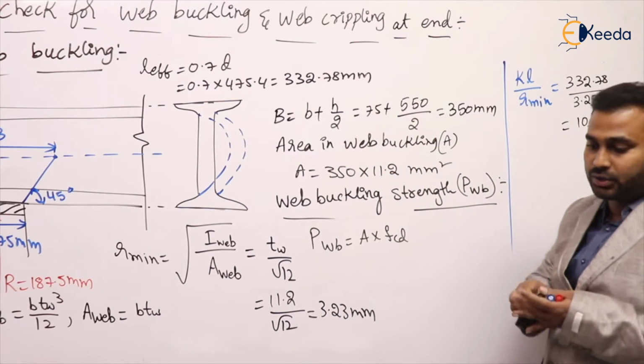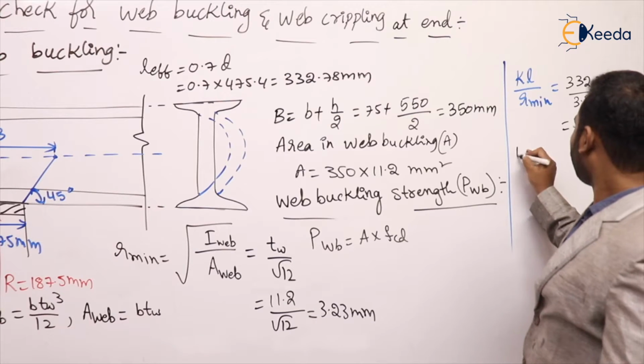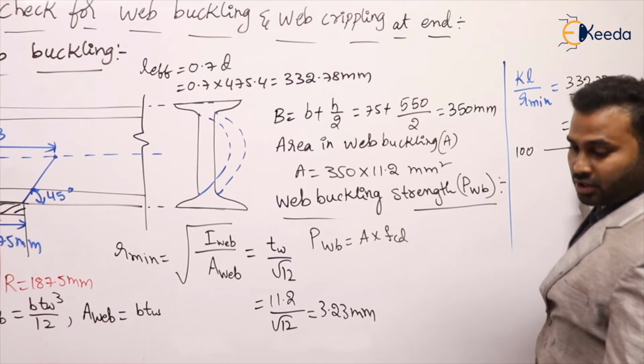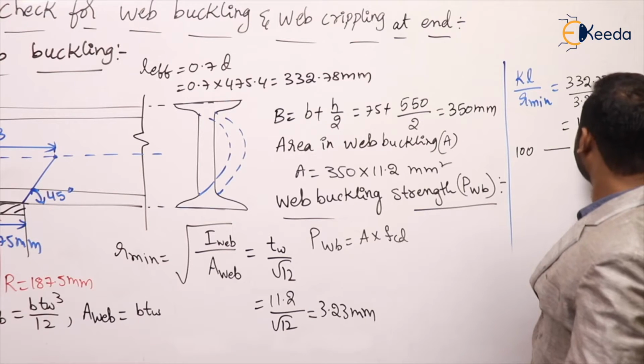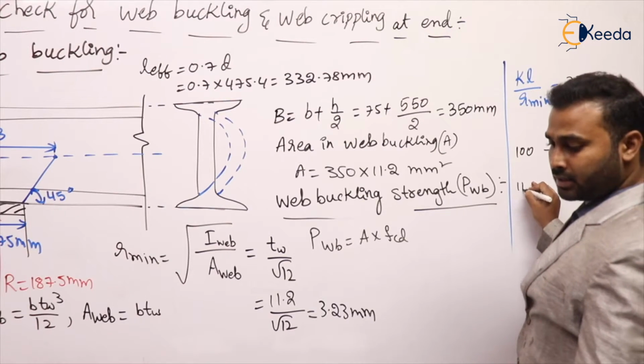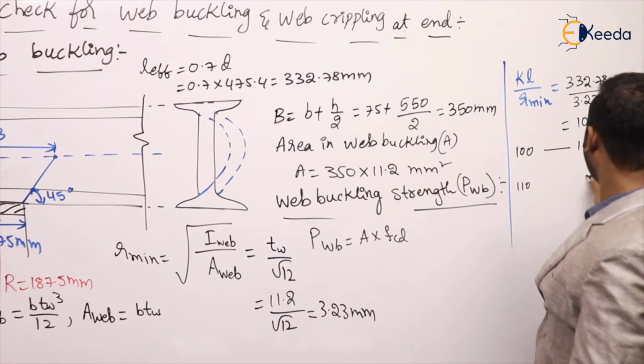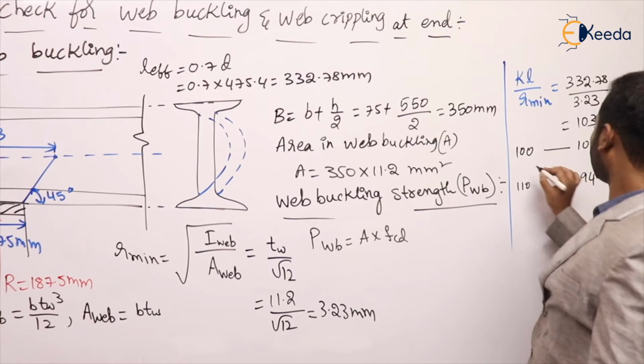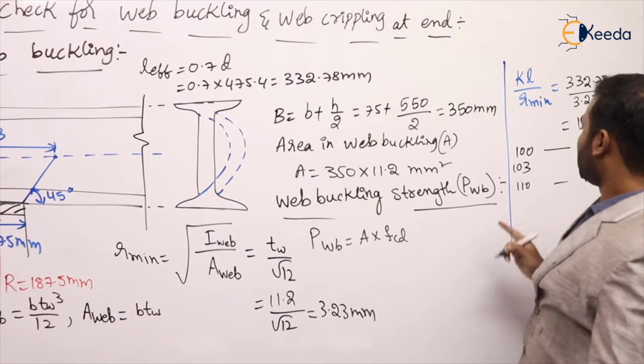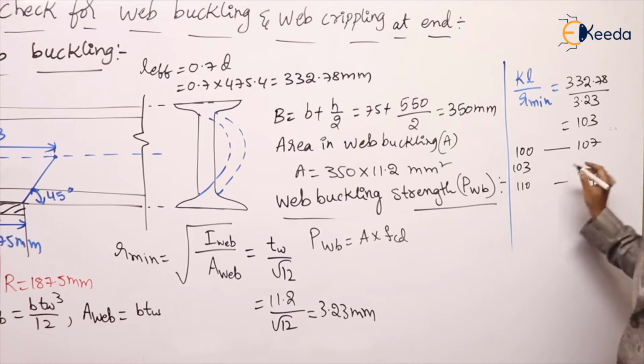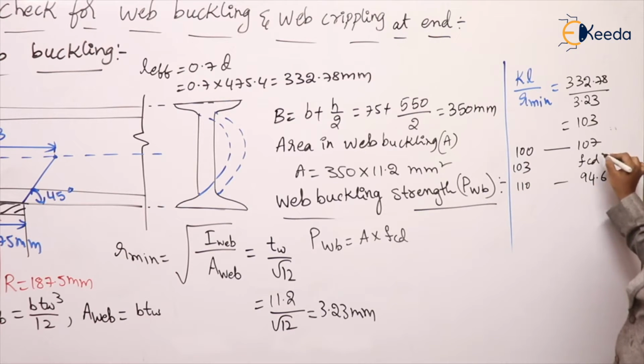In the question itself, slenderness ratio and FCD values were given, right? So what are those values? For 100 slenderness ratio, FCD is how much? 107. And for 110, it is 94.6. Now we want FCD for 103 slenderness ratio. So this is what is required.